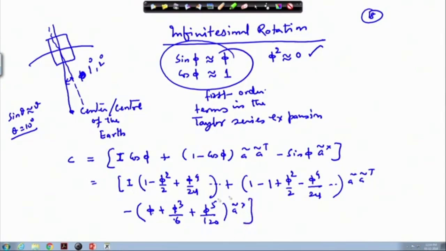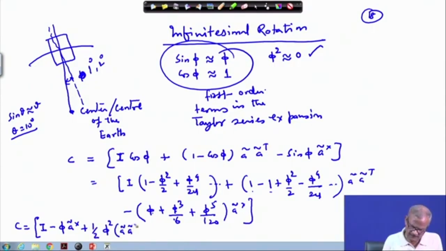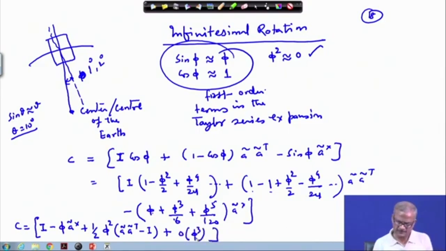If we collect the terms, you can see that these cancel out, and we can write the expression like this: I minus phi times A tilde cross plus 1 by 2 times phi square (A tilde A tilde transpose minus I) plus terms of order phi cube. Obviously, if I ignore the phi square term, this will be I minus phi times A tilde cross.